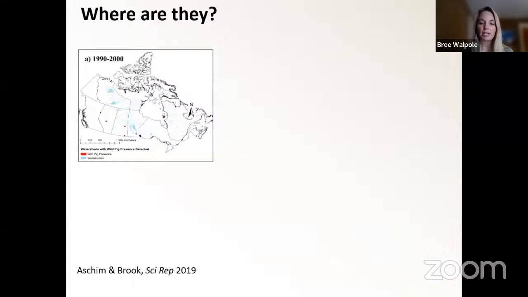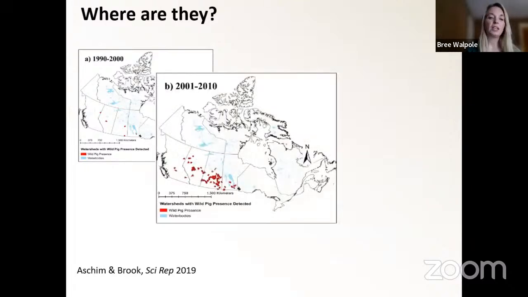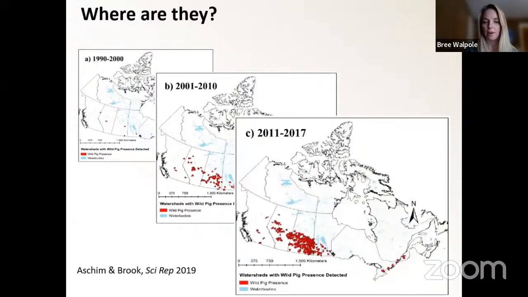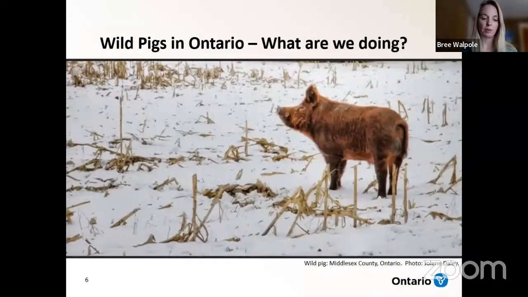You can see this first one here, those red dots on the map represent watersheds where there was a presence of a wild pig, and that's from 1990 to the year 2000. A decade later, you can see there's a lot more red showing up on the map. And then by 2017, you can see wild pigs are fairly well established, particularly within the prairie provinces. You can also see on this map that there's some red in Ontario, so it's some of the first occurrences of wild pig in Ontario that we had heard about.